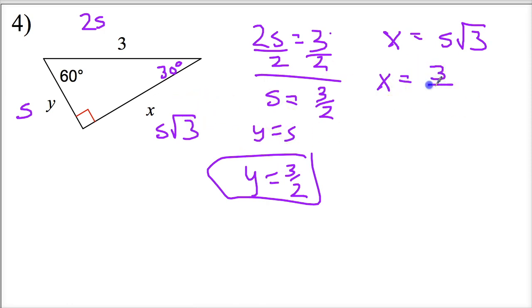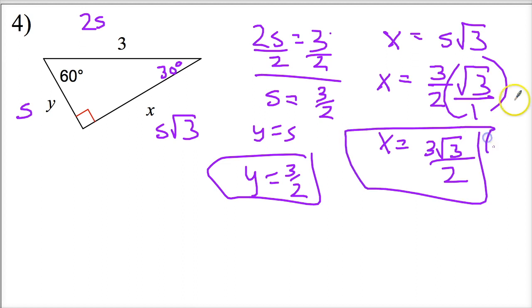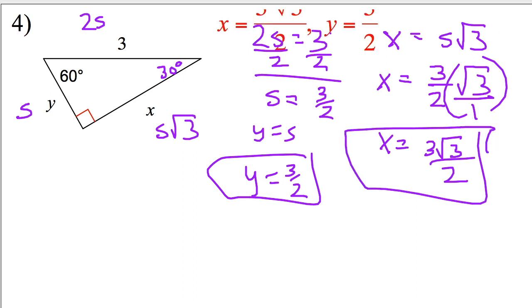3 over 2 times the square root of 3. And anytime you have this, it's the square root of 3 over 1, unless it says otherwise. Anything, if you have an 8, this really means 8 divided by 1, but you don't have to write it. So that means that the square root of 3 goes on top. So x is equal to 3 square root of 3 over 2. So there's that.